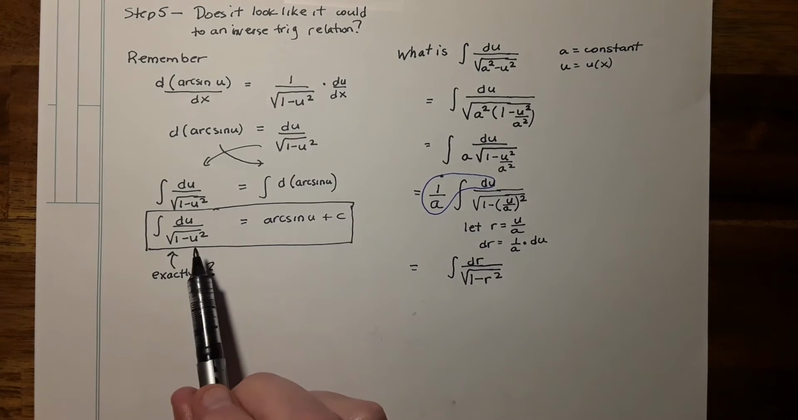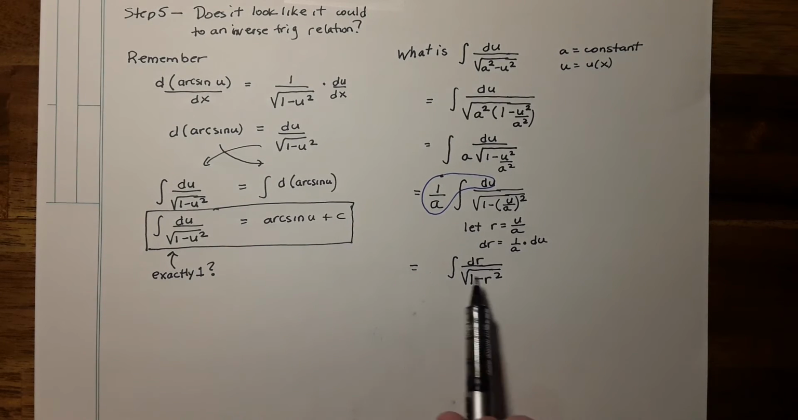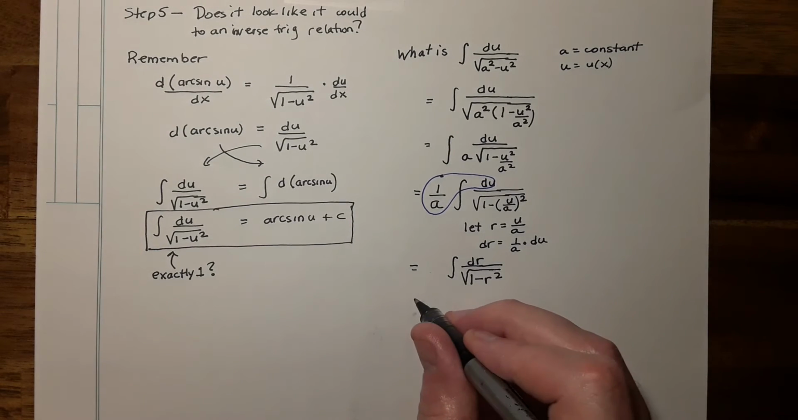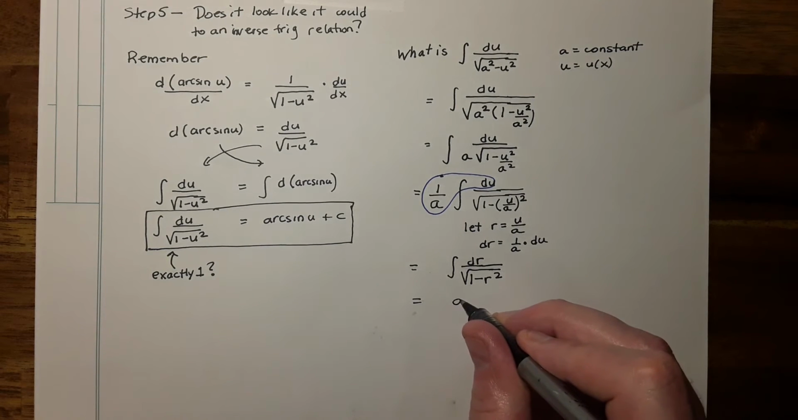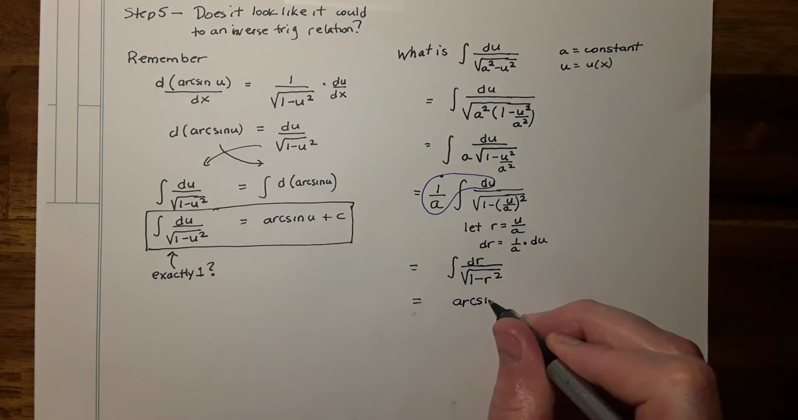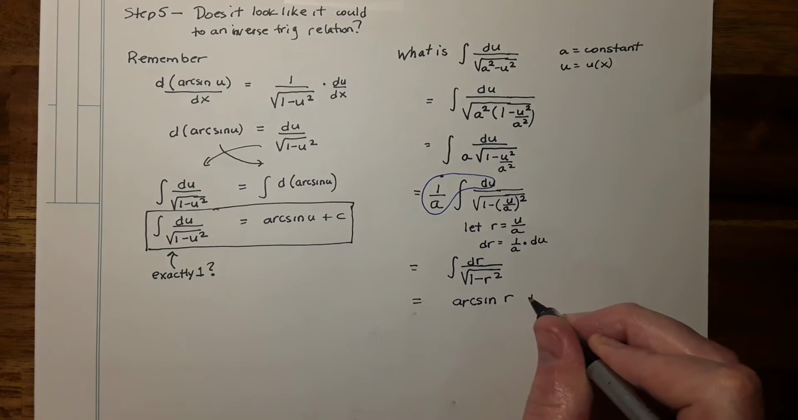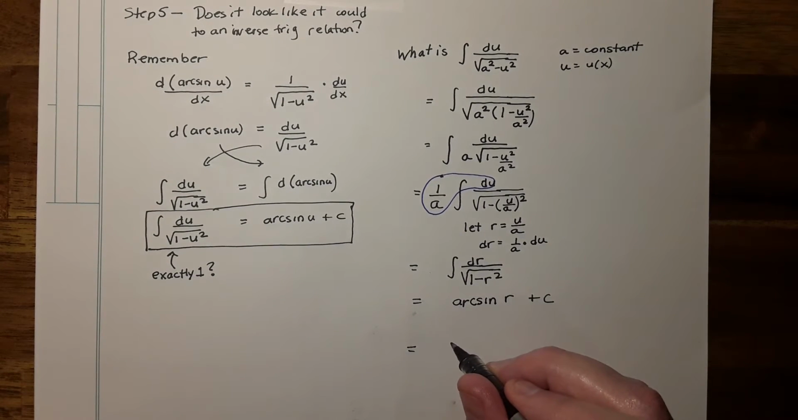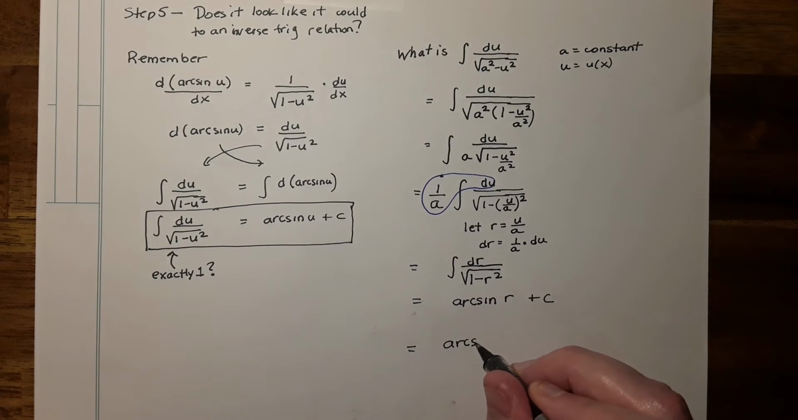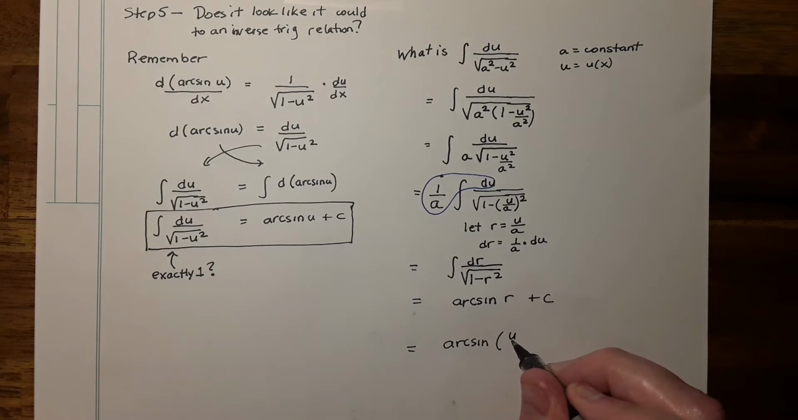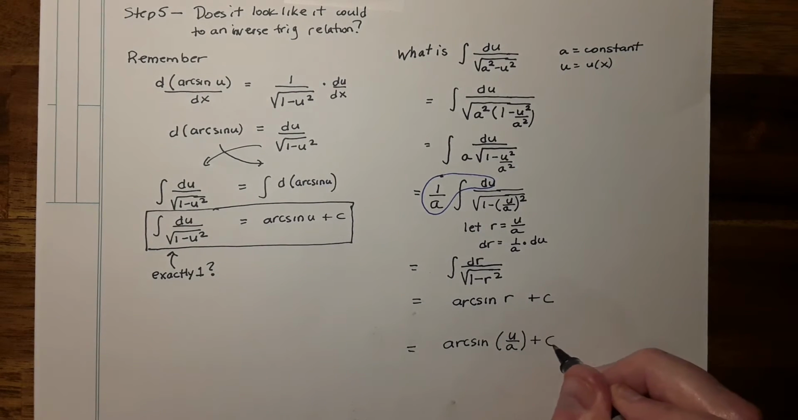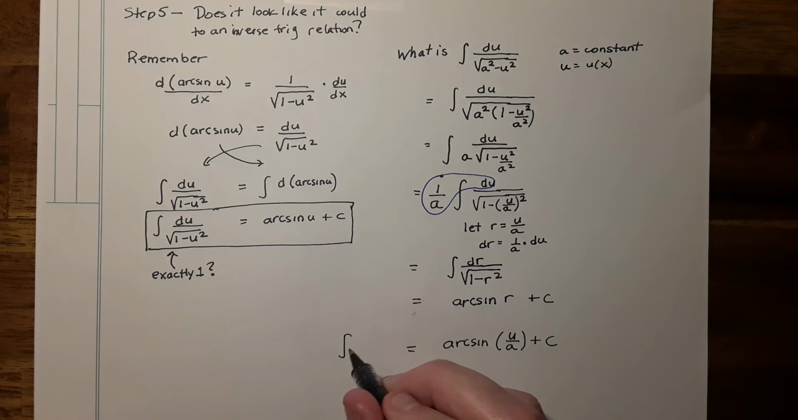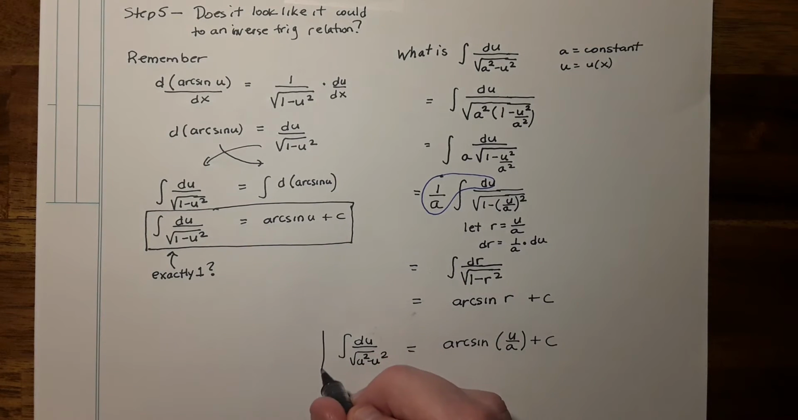Now this form is exactly this form with an r instead of a u. So we can go right to the answer. The answer for this is arcsine r plus c. So the final solution then, if I undo the substitution, is arcsine u over a plus c. And that's the solution to this integral standard form.